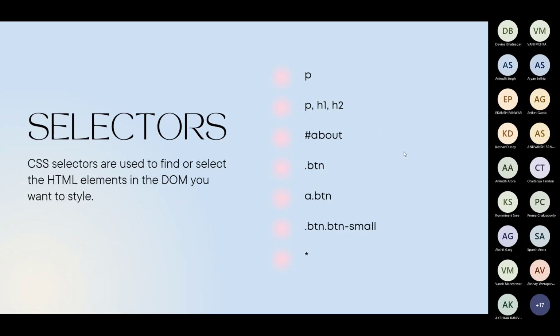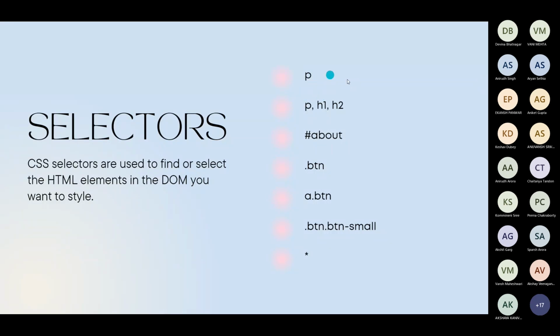So what are selectors? Selectors are used to find or select HTML elements in the DOM. So if you want to style a particular element, for example an image element, you want to give it a height or a width, then you will use the img tag, image tag, and specify the rules inside its rule set, and that will apply to all the images that are present on that particular web page. Okay, so right here we have lots of different kinds of selectors.